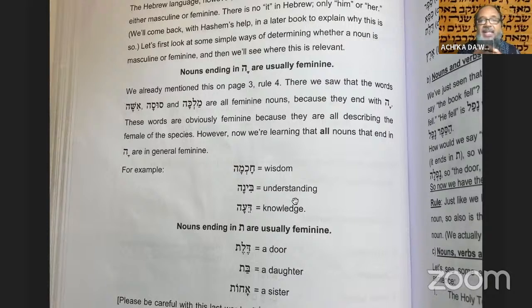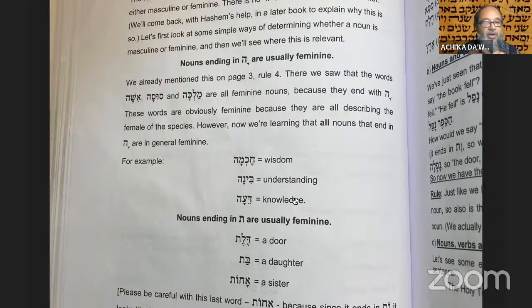Now it says nouns ending in ah, that vowel point and that hey, are usually feminine. They're usually, not always, usually. So we already mentioned this on page number 3, rule number 4, and there we saw that the words Isha, Susa, and Malka are all feminine nouns because they end with that ah we talked about. These words are obviously feminine because they are all describing the female of the species, like humanity or an animal, okay? However, now we're learning that all nouns ending in ah are in general feminine.